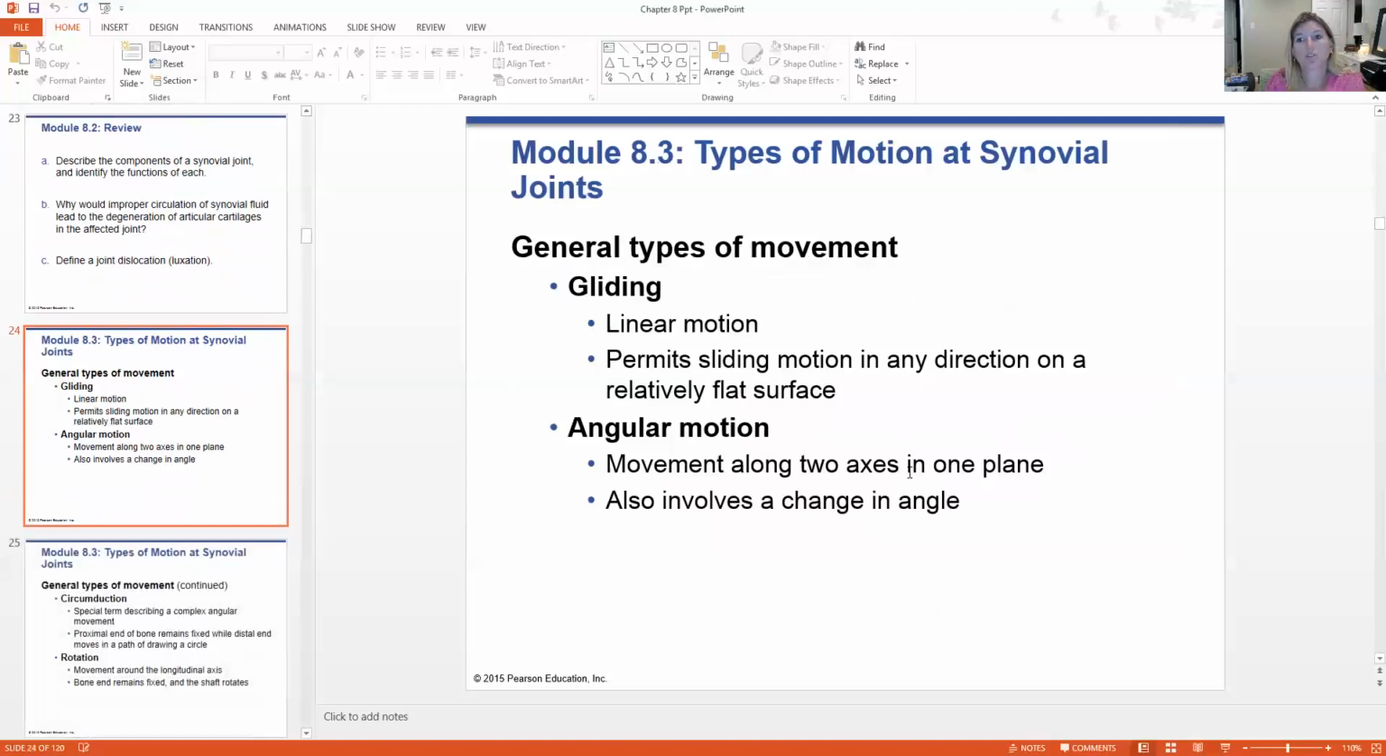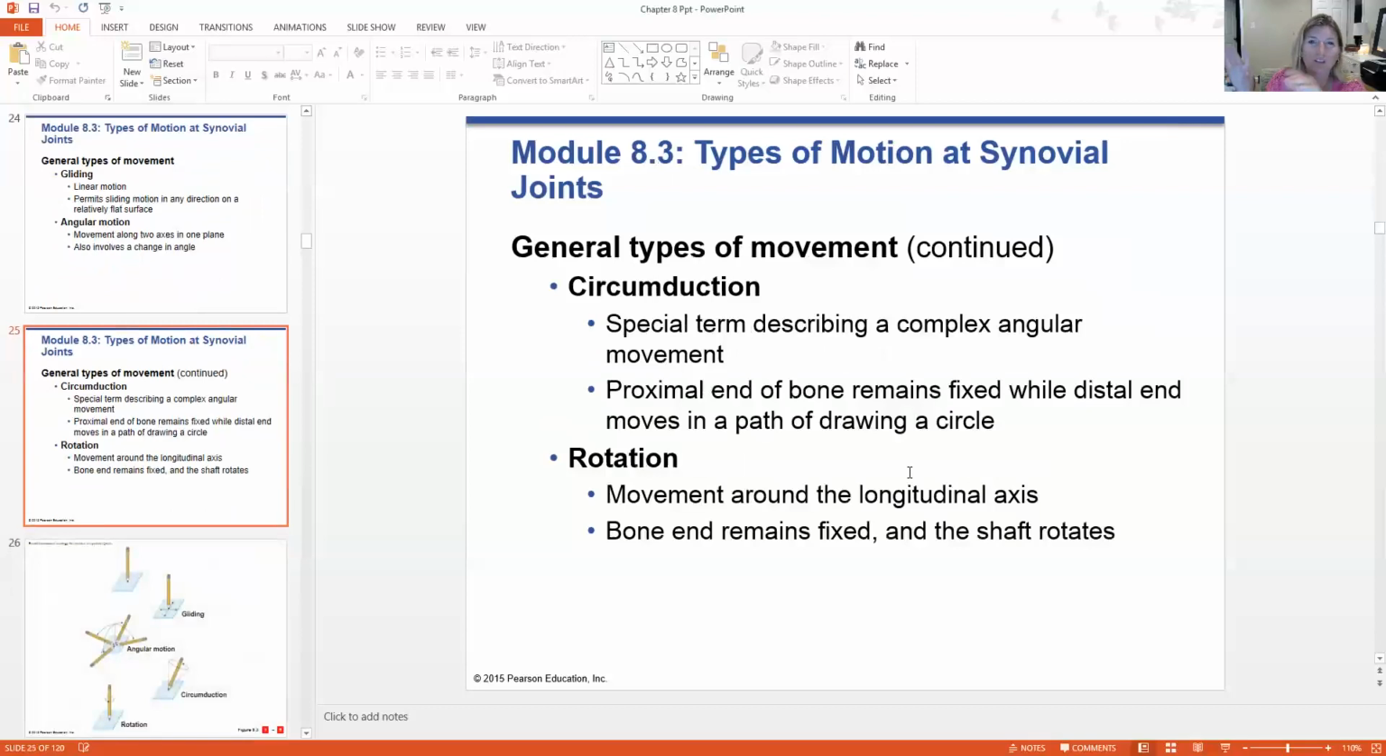Let's talk about the general types of movement. There could be a gliding movement. Gliding is a linear motion, kind of like a sliding, where one surface is gliding on a relatively flat surface of another bone. Angular motion, where you have 2 axes that are moving on one plane. This could also be like a change in angle. Circumduction, which is more of an angular movement, where the proximal end of the bone is fixed and the distal end moves in a path, kind of drawing a circle. And then rotation, which is where you're going around a longitudinal axis, rotating.